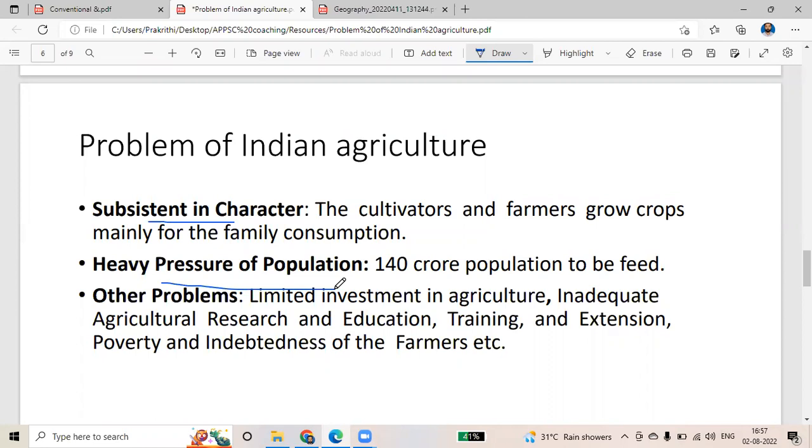Other problems are limited investment in agriculture. Yes, right now what we are facing is because the productivity from the land is comparatively less, and the economy which is being received from the agriculture sector is also less. So profit कम होगा. Profit कम होने से investment भी automatically कम होगा. So maximum investment is coming from the government side.